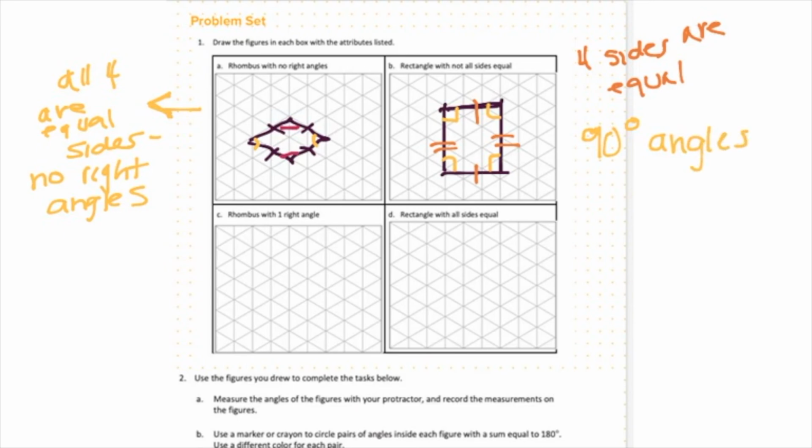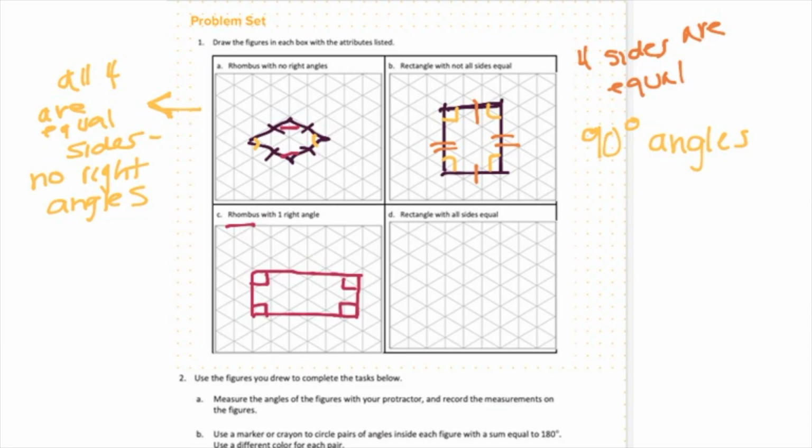Now it wants a rhombus with 1 right angle. So as I'm drawing this, I'm thinking, okay, rhombus means it needs to have 4 equal sides. If it has to have a right angle, look what that's going to look like. It says with 1 right angle, but it's okay if it has more than 1 right angle. This is a rhombus.